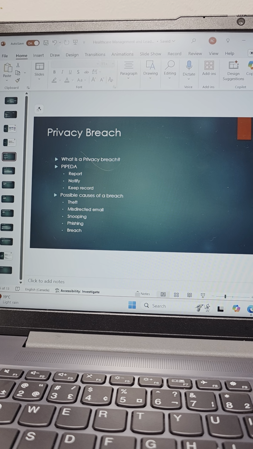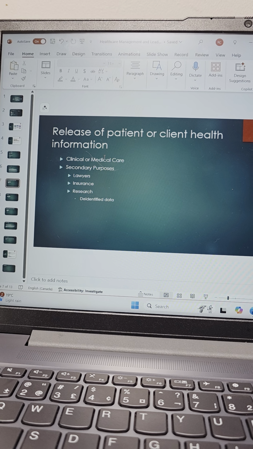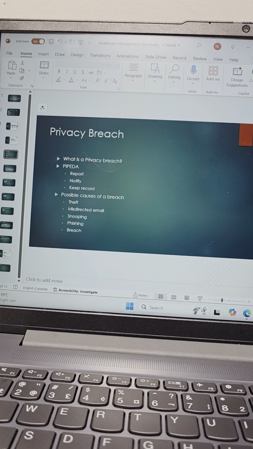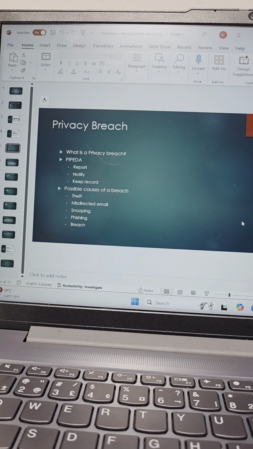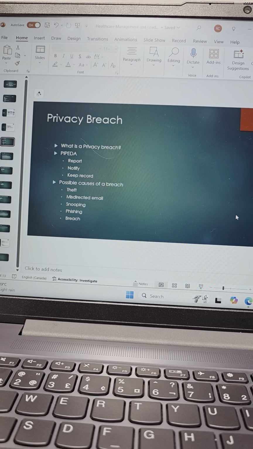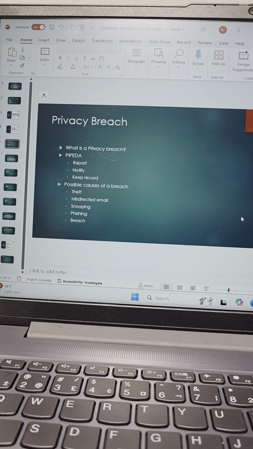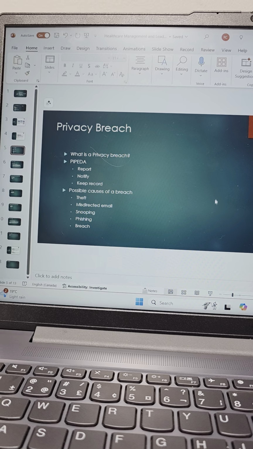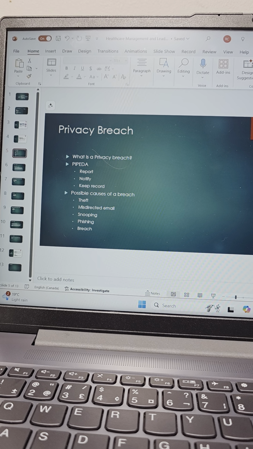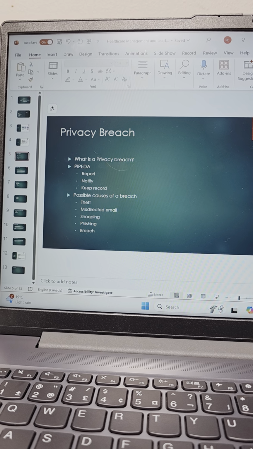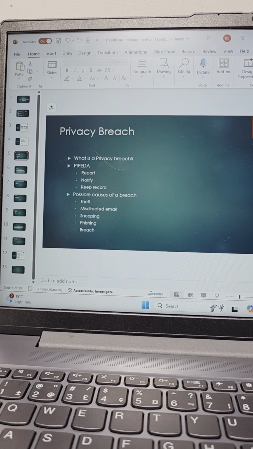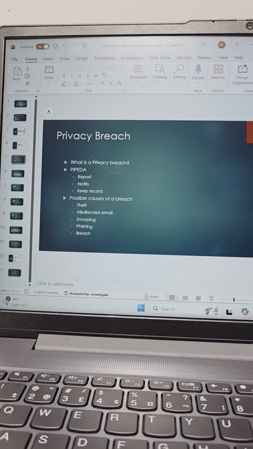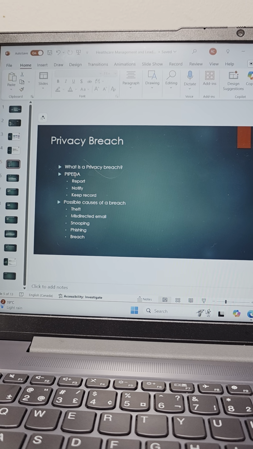What is a privacy breach? A privacy breach is the improper or unauthorized access to, creation, collection, use, disclosure, and retention or disposal of personal information. In Canada, organizations follow the Personal Information Protection and Electronic Documents Act, also known as PIPEDA.